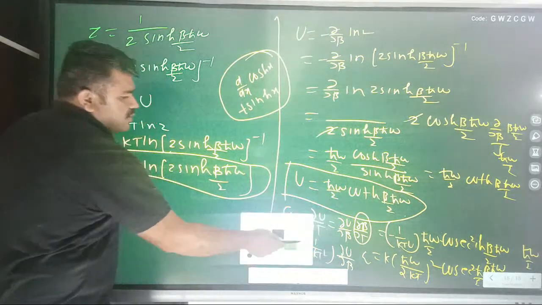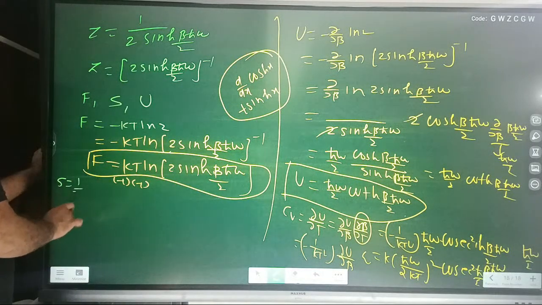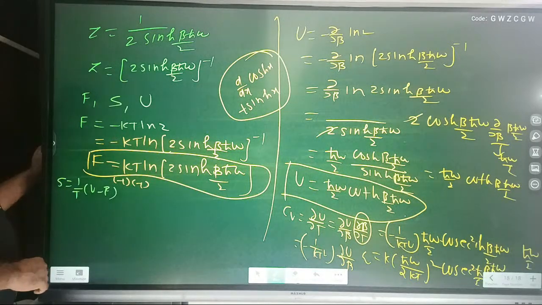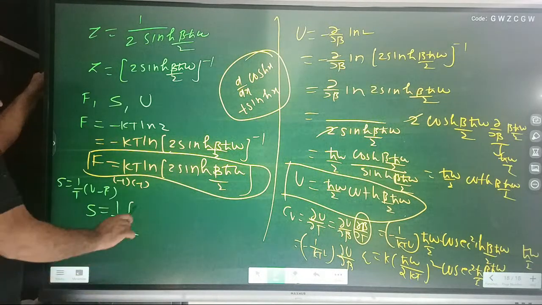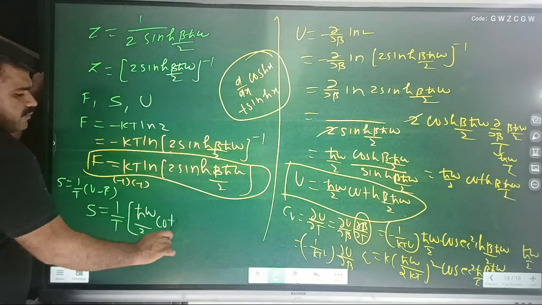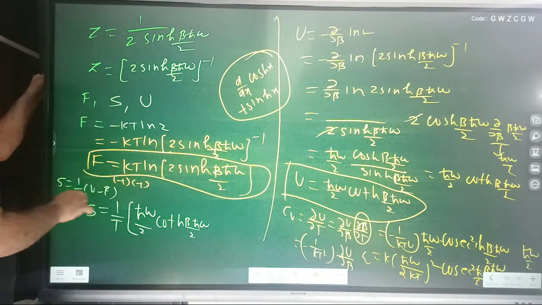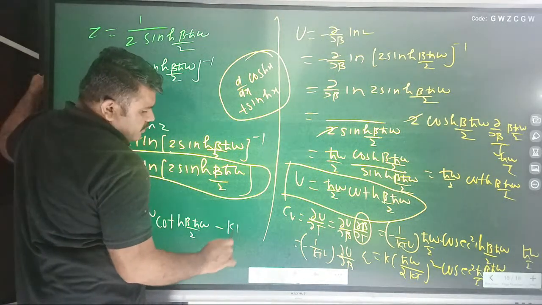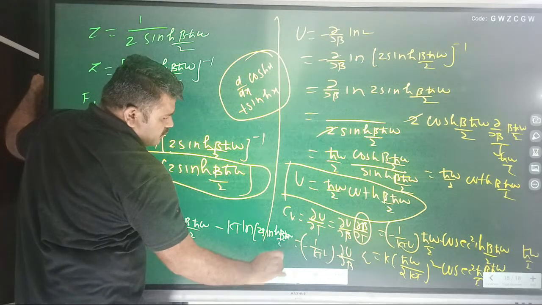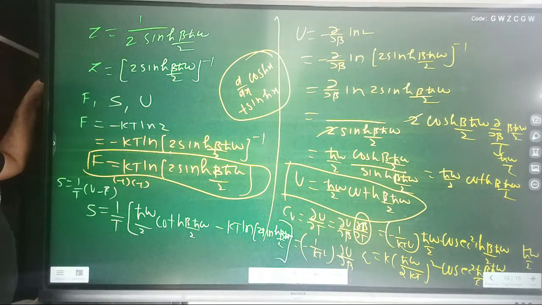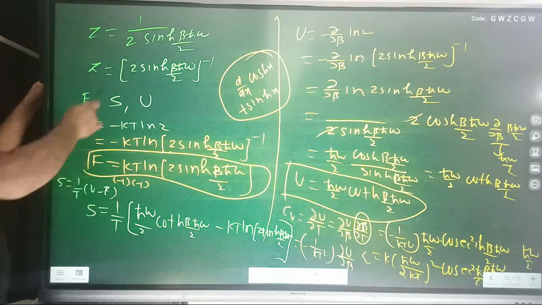Okay, one is remaining, which is the entropy. How do we find the entropy? Don't take the derivative of F with respect to T. Directly we use the formula: S is equal to 1/T times (U minus F). What is the value of U? ħω/2 coth(βħω/2), minus F, where F is minus KT ln(2 sinh(βħω/2)), so minus into minus becomes plus KT ln 2 sinh(βħω/2). This is the value of entropy. That is why I said we can find the entropy by taking U minus F, because we generally solve U and F. If we don't solve that, we can take the derivative of F with respect to T.